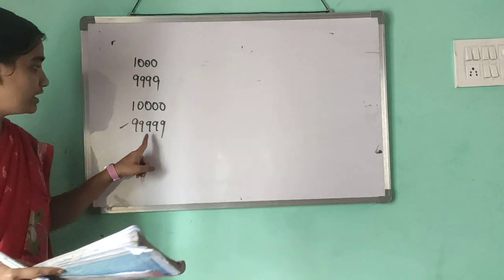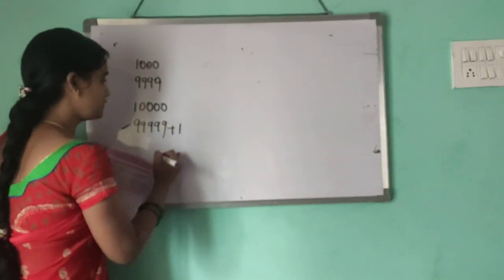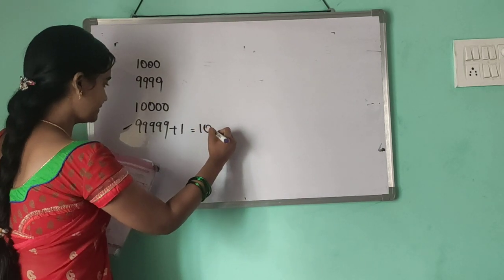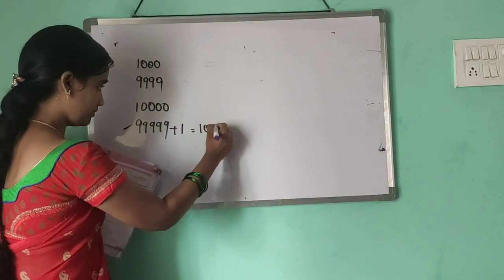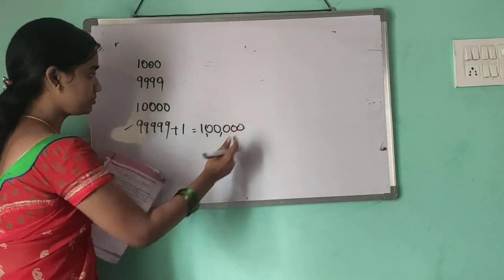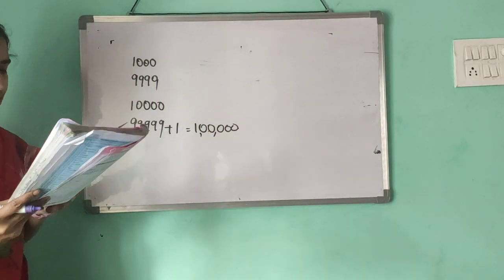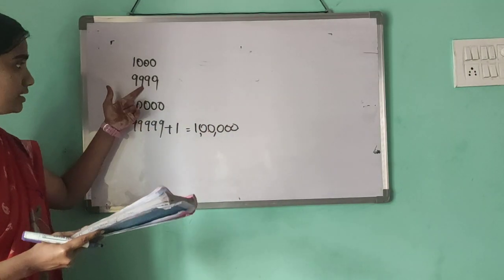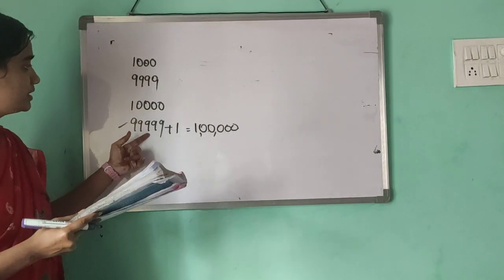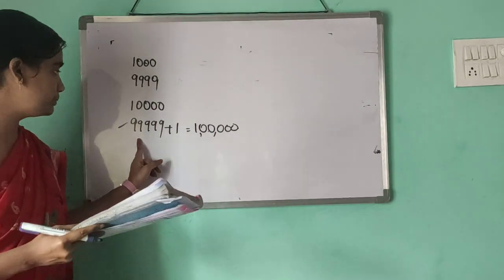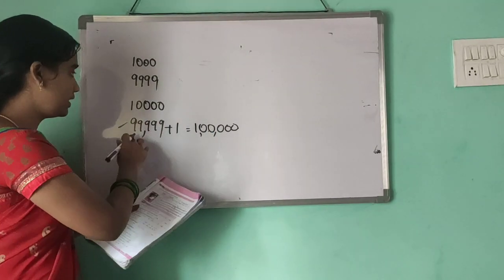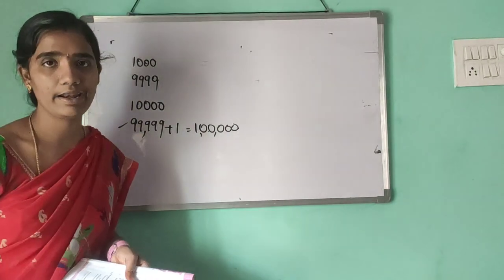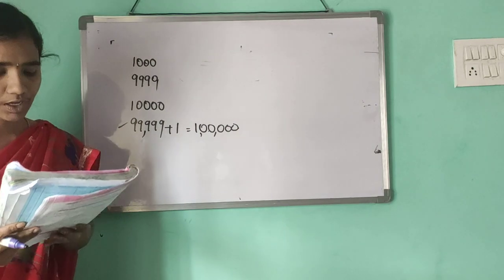If you add 1 to this number, what will we get? 1 lakh, right? 1 lakh. This number, 1 lakh, comes after 99,999. After 99,999, 1 lakh will come. Okay.